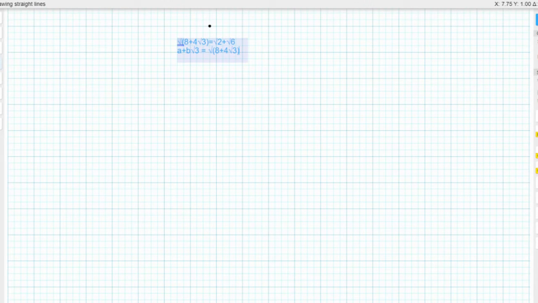Now, normally to get rid of a square root, you would square both sides. However, there is still a square root, but don't worry. Just square both sides for now. When you square both sides, you'll get the equation a squared plus 2ab root 3 plus 3b squared, which will equal 8 plus 4 root 3.